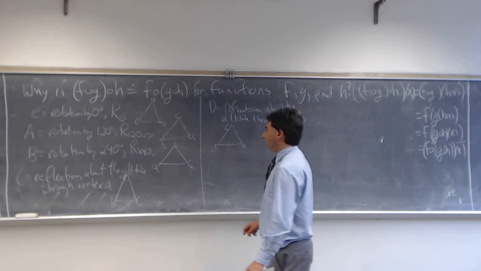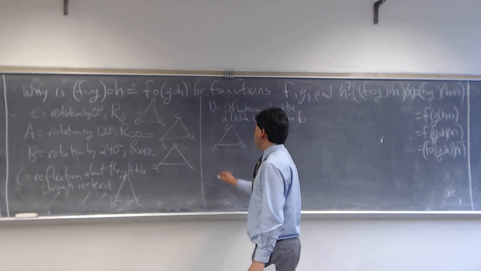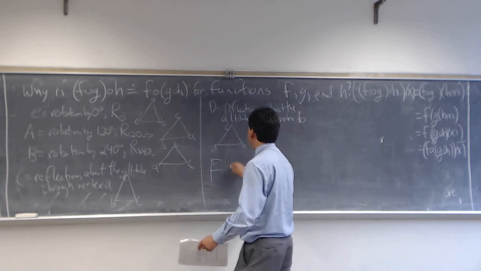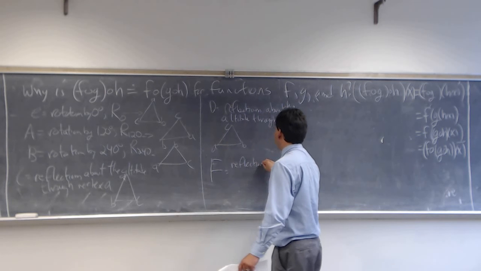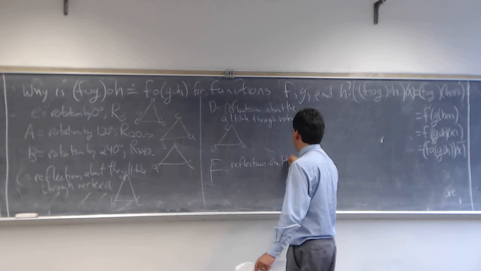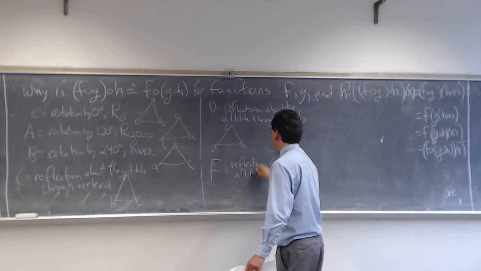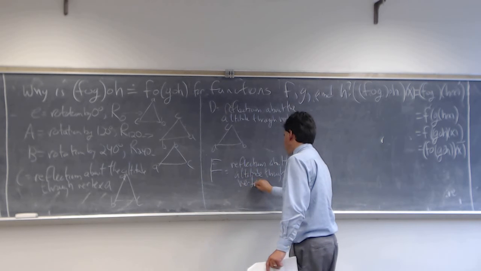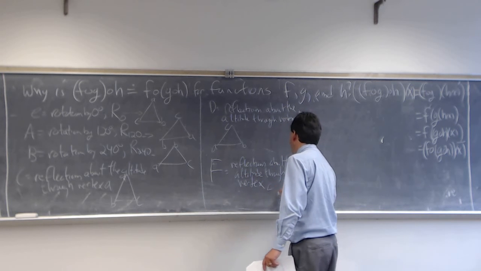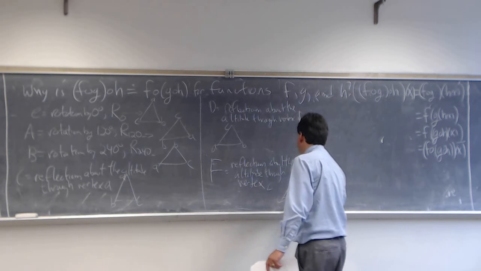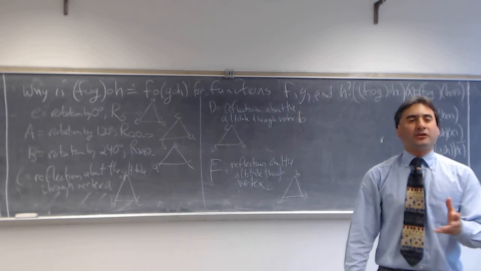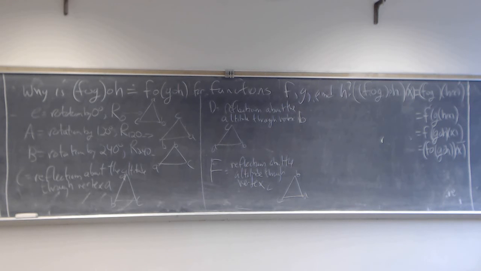And then finally, E. Well, actually, E sometimes gets confused with the identity, so I think I called it F. That's a reflection about the altitude through vertex C. So that would keep C fixed, and that would switch B and A here. So you can really identify each of these 6 geometric transformations by how the labeled triangle ended up.